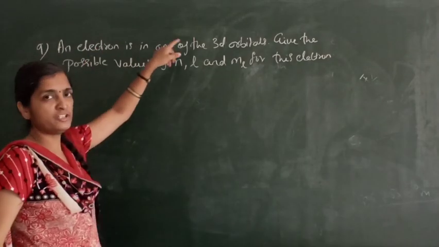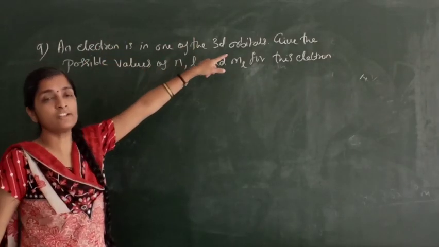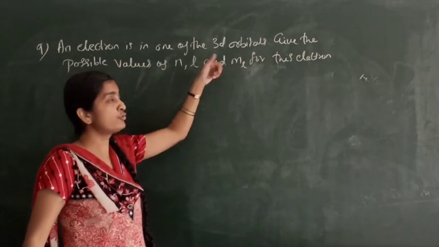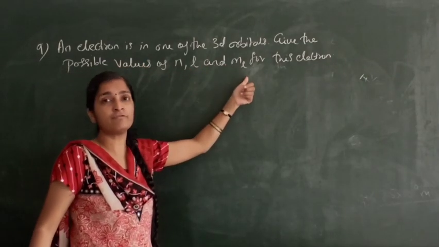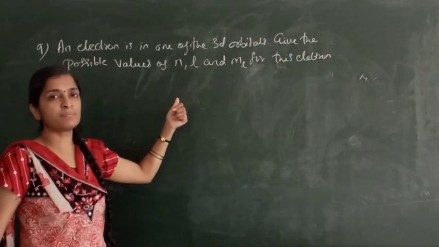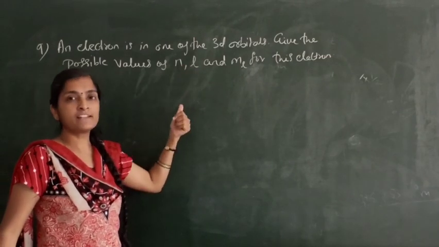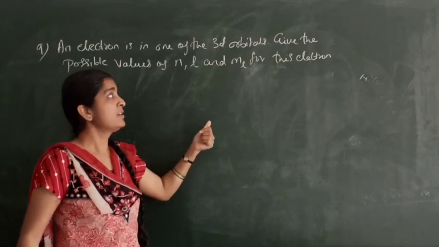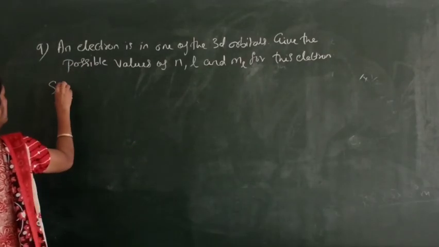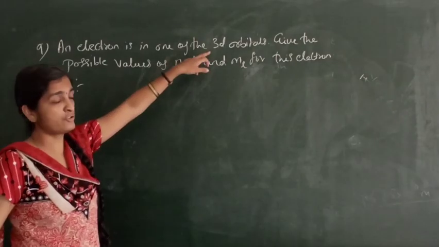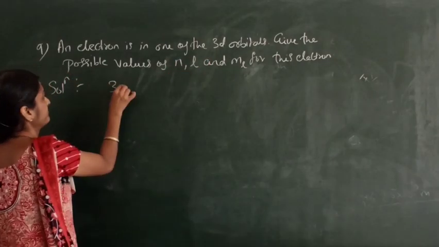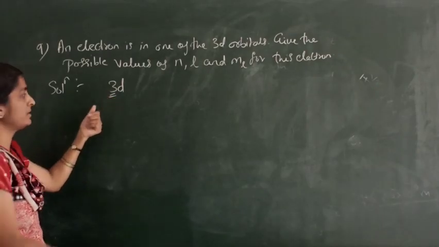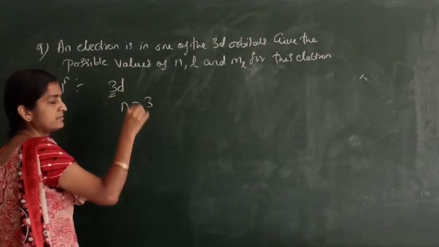Okay, so pay attention here. An electron is present in the 3D orbital. So you have to find out the values of N, L and Ml. Now you should know what N, L and Ml stand for. N stands for principal quantum number, L stands for azimuthal quantum number, Ml stands for magnetic quantum number. Okay, so here the electron is in 3D orbital. I told you the number indicates the principal quantum number. So value of N is 3.